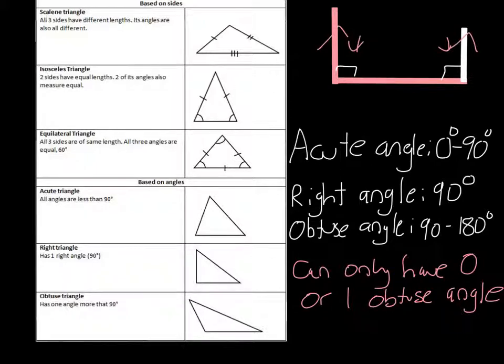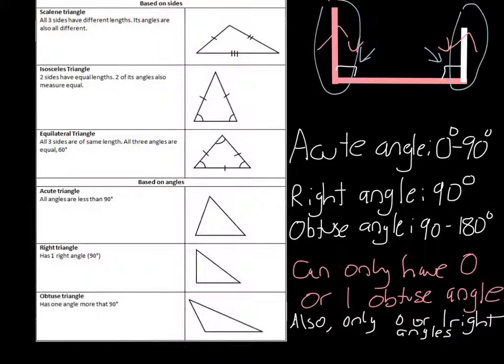What that means is that this line here and this line here, if both of these are right angles, can never meet. That's why a triangle can only have one right angle or zero right angles. It cannot have two. So because of this, this makes our classification easier.